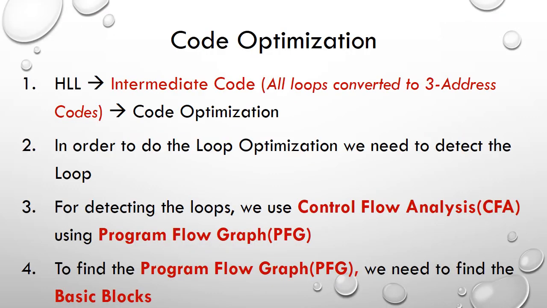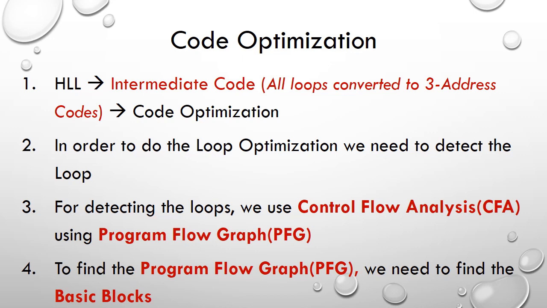Now see, the high level language code is getting converted into the intermediate code. All the loops are converted to the 3-address codes, and then we perform the code optimization. So before doing the code optimization, you only have the 3-address codes, which do not actually signify the loops as such. In order to do the loop optimization, we need to detect the loop. Obviously, since in the 3-address code we do not have the loops, we have converted all the loops to 3-address codes using conditional or unconditional jumps. So we need to detect the loop in the 3-address codes that we have written.